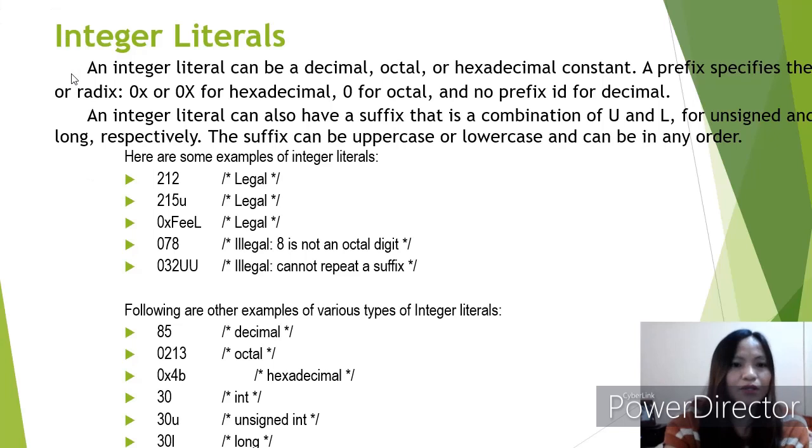So please remember the prefixes, there are only two: 0x for hexadecimal, 0 for octal, no prefix if decimal. And then the suffix, there are only two: U and L. U for unsigned, L for long.